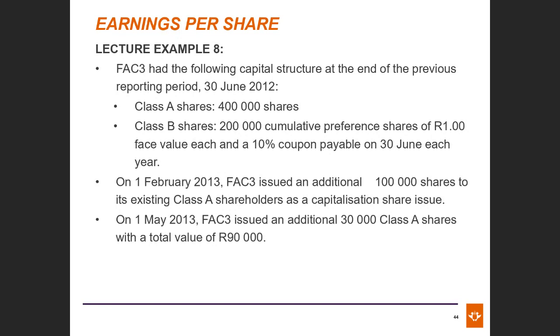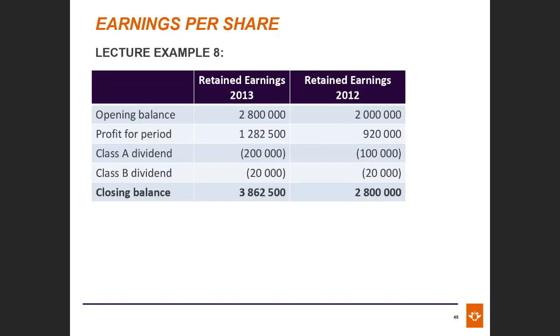Okay, then they give us information. So they give us here the retained earnings for 2013 and the retained earnings for 2012. They give us an opening balance, a profit for the period, Class A dividend, Class B dividend, and closing balance. Okay, so they've given us this information. Then they've given us the basic earnings over here. So they calculated the basic earnings.